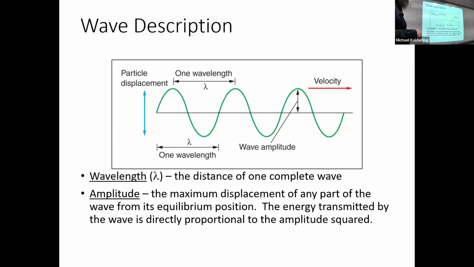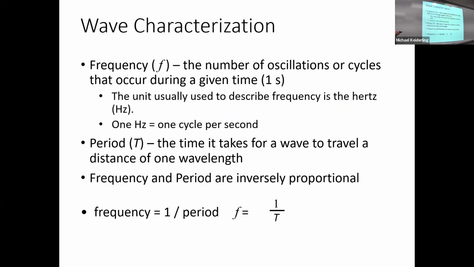So the distance of one complete wave is the wavelength. The amplitude is the maximum displacement of any part of the wave from its equilibrium position. The energy transmitted by the wave is directly proportional to the amplitude squared. The frequency is the number of oscillations or cycles that occur in a given time, usually 1 second. The unit to describe frequency is the hertz, and 1 hertz is 1 cycle per second. 5 hertz is 5 cycles per second. 500 kilohertz is 500,000 cycles per second.